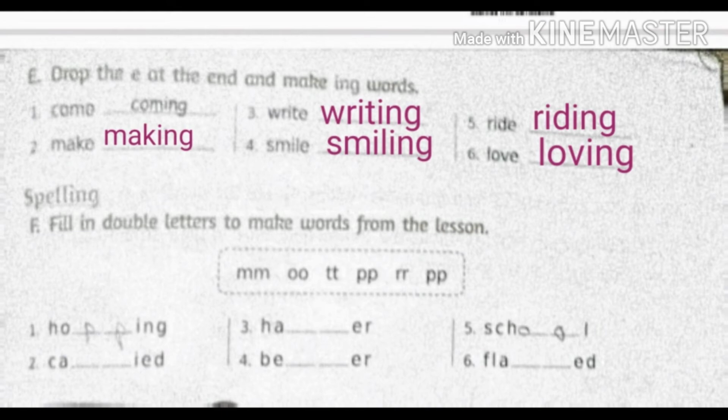Now the next word is write. In this also you have to remove the E from the last letter, and you have to write ing, so that the new word will be writing. W-R-I-T-I-N-G, writing. Next word is smile. The new word will be smiling. S-M-I-L-I-N-G, smiling. Now the next one is ride, and the new word is riding. R-I-D-I-N-G, riding.